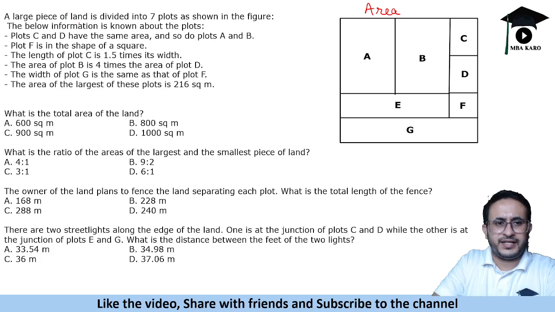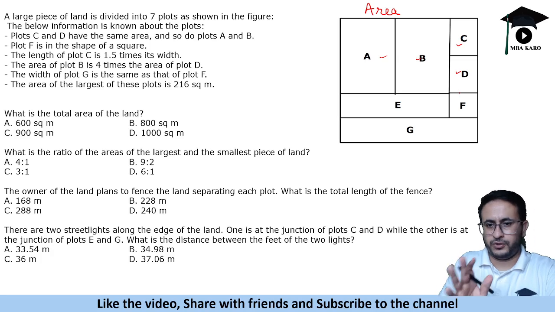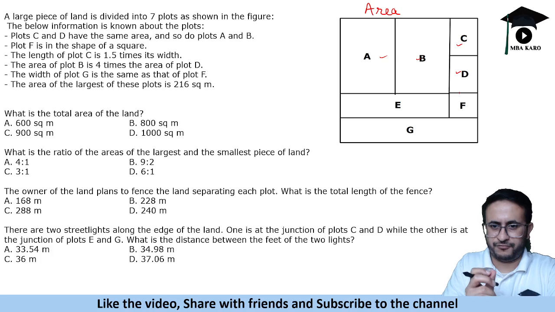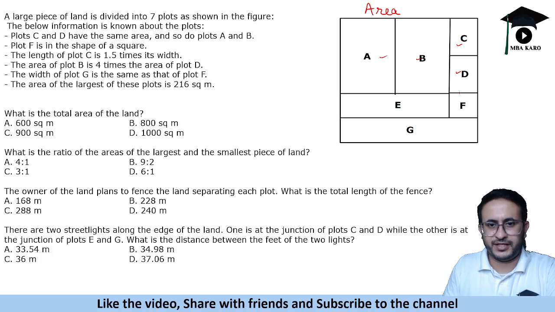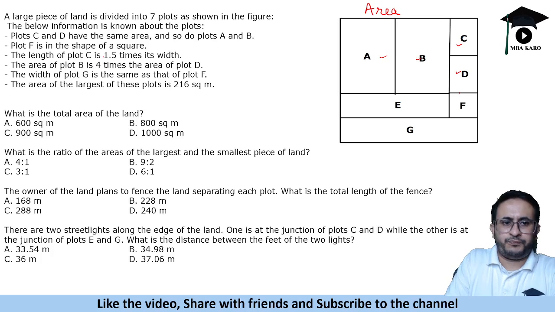It says that there is a large piece of land that is divided into 7 plots as shown below. Plots C and D have the same area, and plots A and B also have the same area. F is in the shape of a square. It also looks like a square, but the information is needed here that it is actually a square.